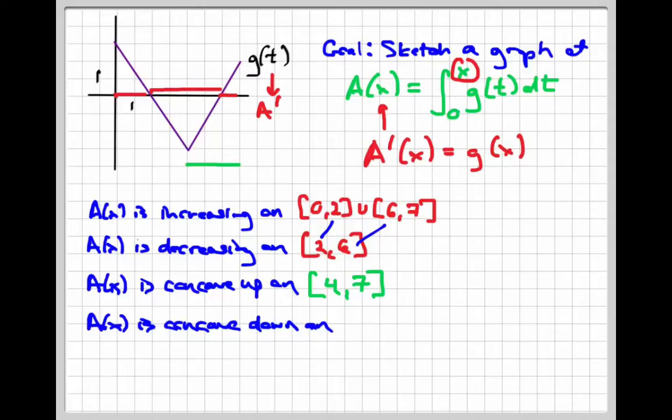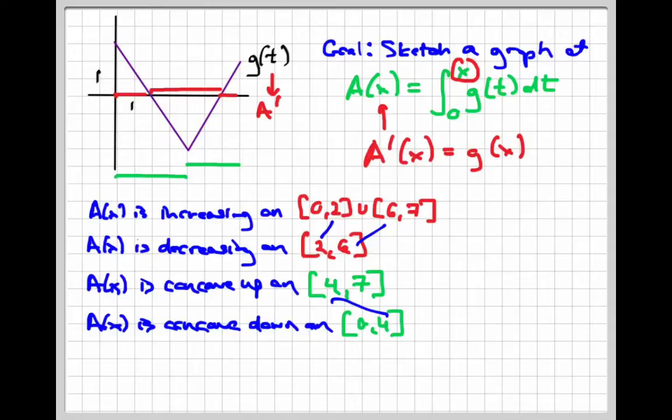Now, likewise, where is A of x concave down? That's where A double prime, the second derivative, is negative, and that happens when A prime, the first derivative, is decreasing, and that is from 0 to 4 right here. So it appears I'm going to have an inflection point at x equals 4. So I'm beginning to get a mental picture of what this function is going to look like.